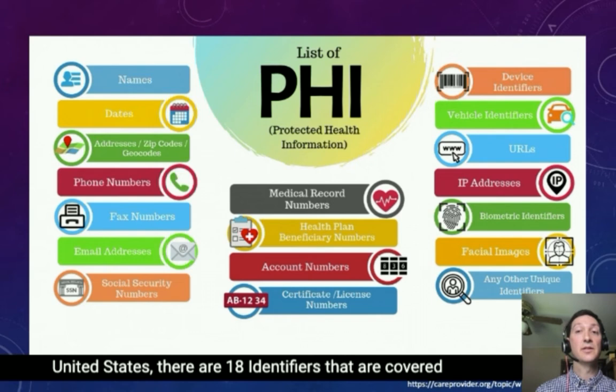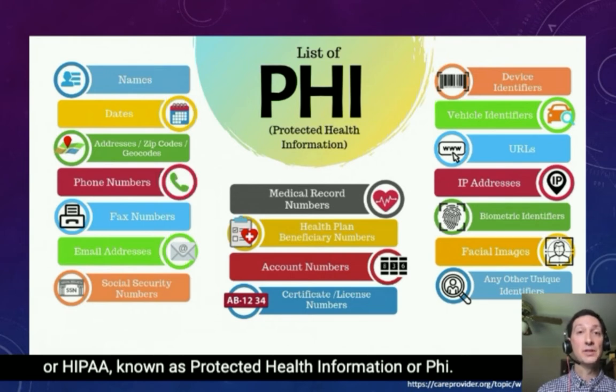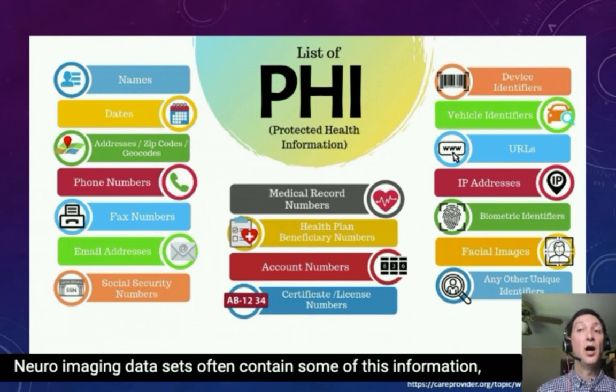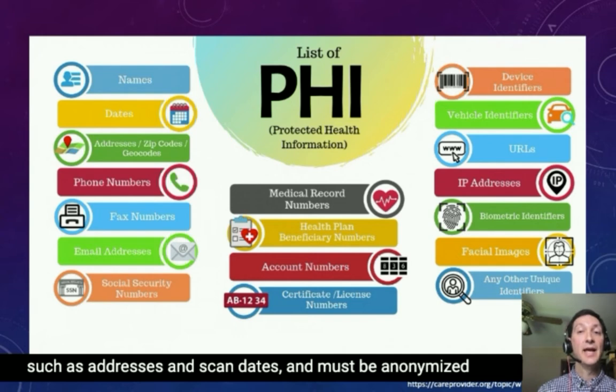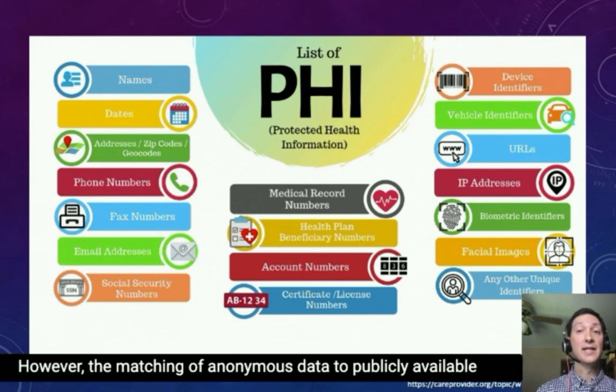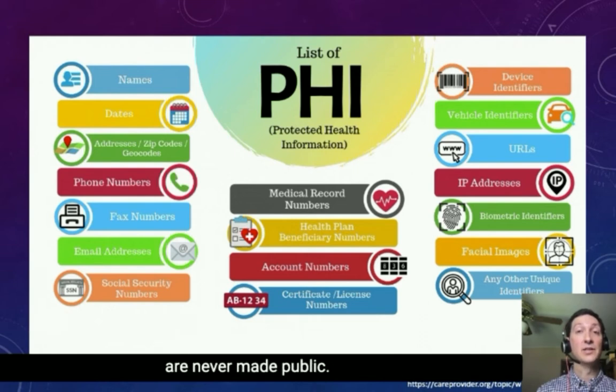In the United States, there are 18 identifiers that are covered by the Health Insurance Portability and Accountability Act, or HIPAA, known as Protected Health Information, or PHI. Neuroimaging datasets often contain some of this information, such as addresses and scan dates, and must be anonymized before being made public. However, the matching of anonymous data to publicly available data to identify an individual, known as re-identification, can compromise the privacy of research participants. Because of the risks of re-identification, many datasets are never made public.